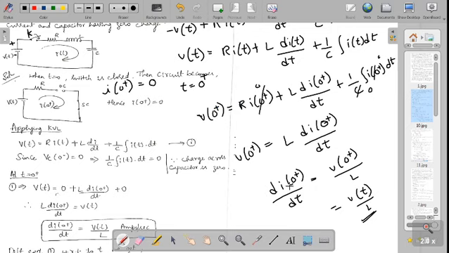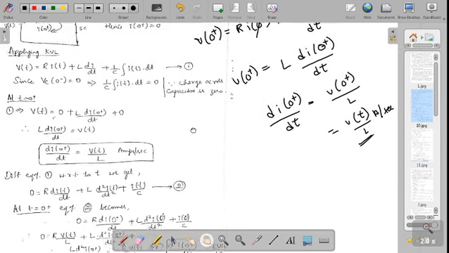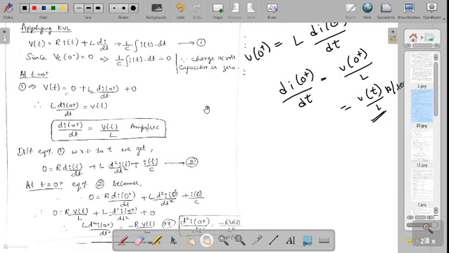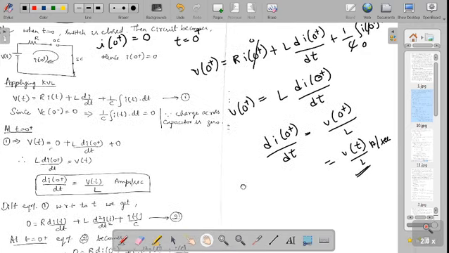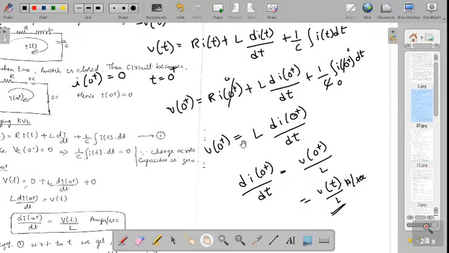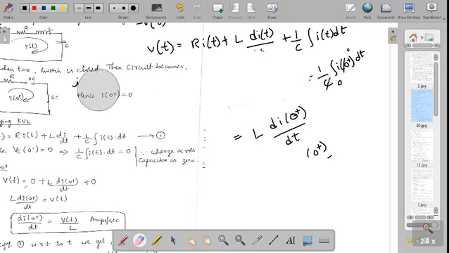So what is the unit? It is current and time, so it is amperes per second. So we have found out the first derivative. The next thing we need to find out is the second derivative. In order to find the second derivative, we consider the same equation and apply differentiation.